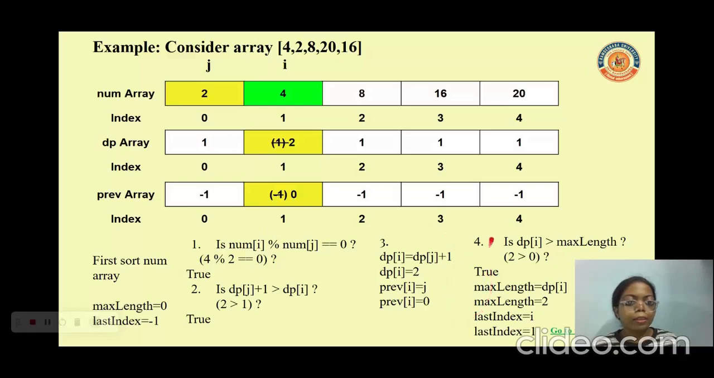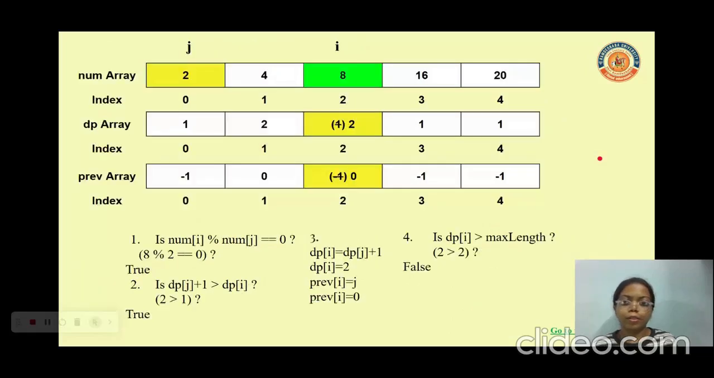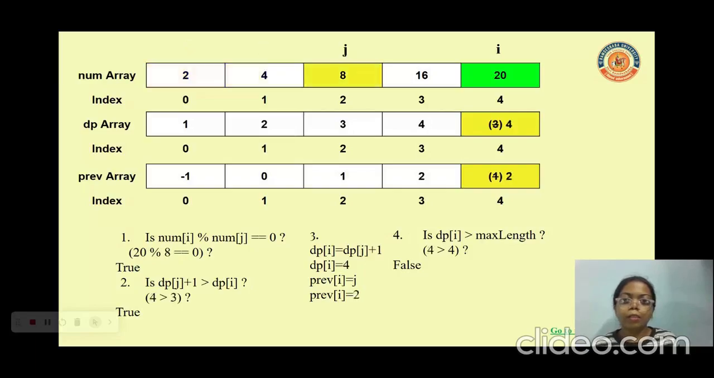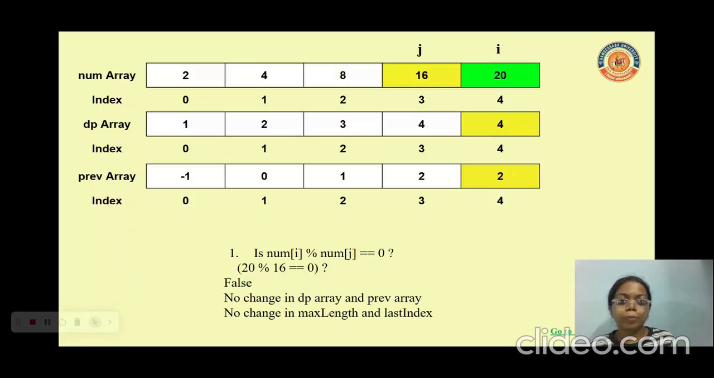And we are updating this value whenever we get the desired conditions. And these are all the iterations. You can have a look at it. Due to time constraint, I will be skipping it.